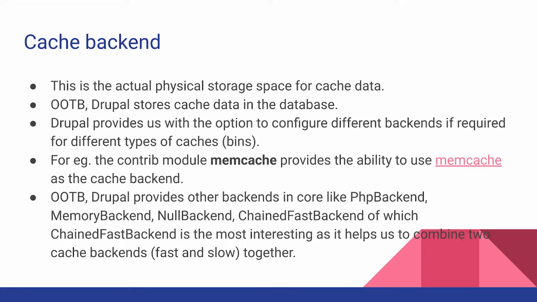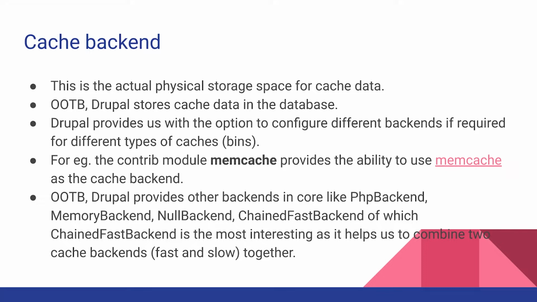Apart from the database backend, Drupal core is also providing other backends like PHP backend, memory backend, null backend, and chain fast backend. The null backend you might have seen when you started with your development work. In order to disable caching, we usually use the cache.backend.null service. We'll look over these things later on.